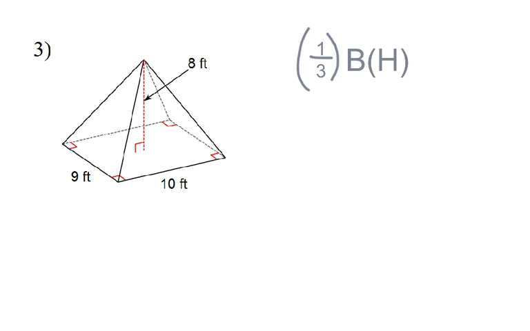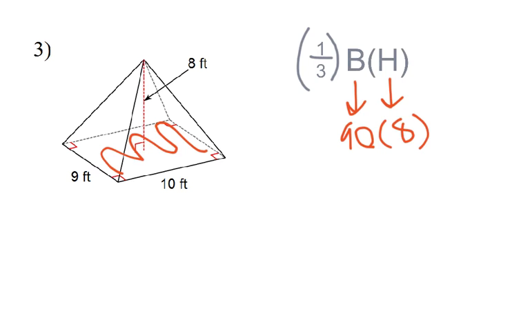Next, this is for a pyramid. The only difference now, you're going to find the area of the base times the height, but then you're going to divide it by 3. So all you have to do is identify your base here. That's this 9 by 10 area. 9 times 10 is going to be 90. My height is going to be 8. And I'm going to multiply that by 1/3, or divide by 3.